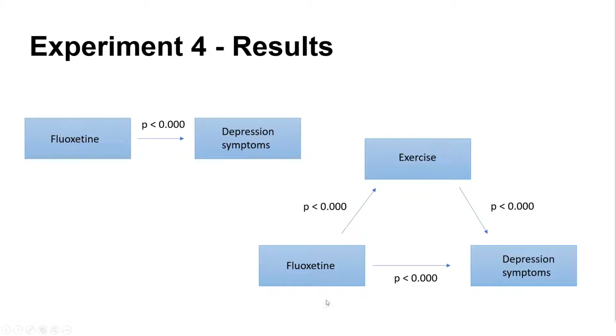And then finally, for step 4, to establish that exercise completely mediates the fluoxetine depression symptoms relationship, the effect of fluoxetine on depression symptoms controlling for exercise should be 0. So given the data, we fail to rule out mediation in our model. As you can see here, we do have complete mediation occurring.